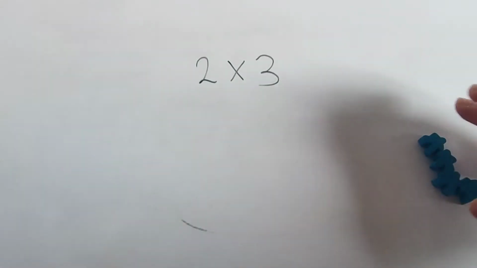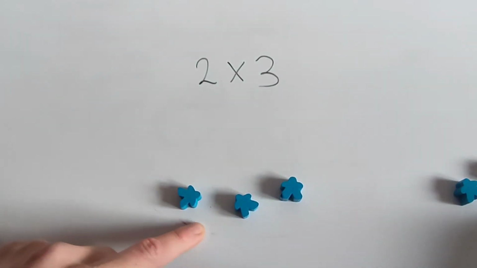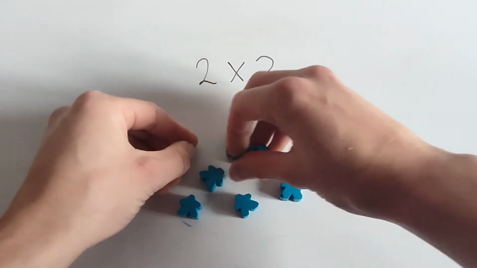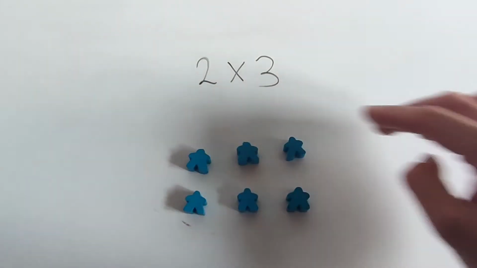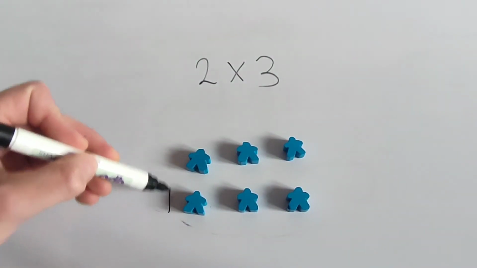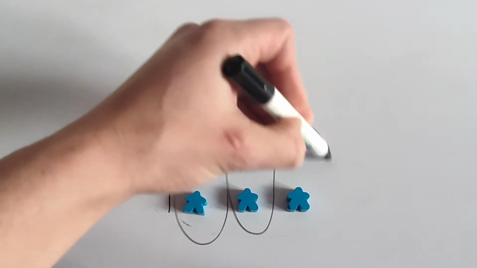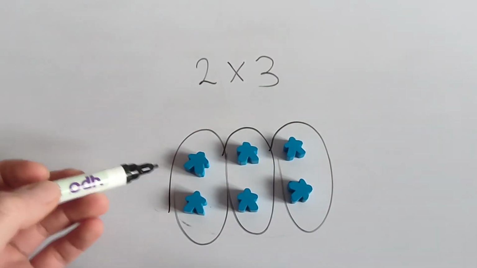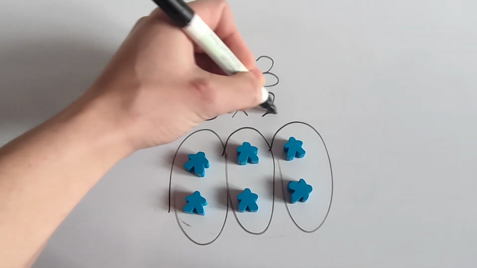another multiplication number sentence. So if I just put them back, if I put them back, we can also see 3 equal groups with 2 in each group. So now we can see 3 times 2.